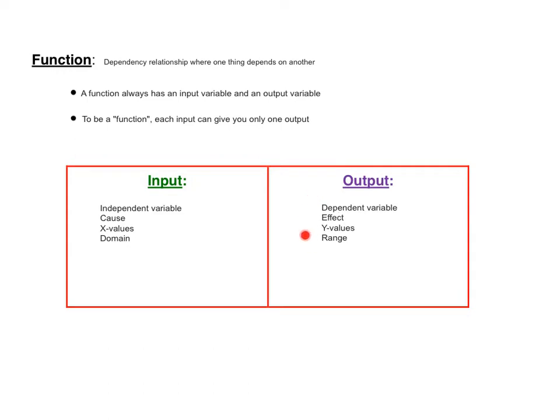The output variables are called your dependent. They are dependent on the input. And it is the effect. You have a cause and effect. The output is the effect. It is your y values, and it is also called the range. So you need to know the different representations of output.